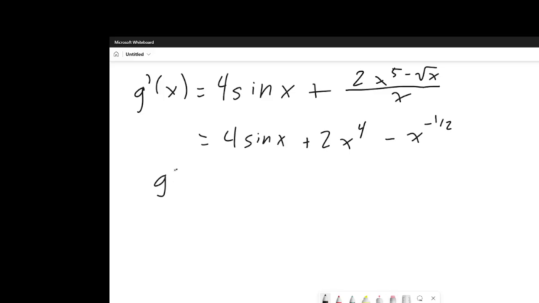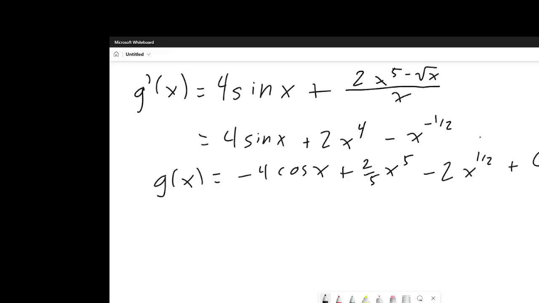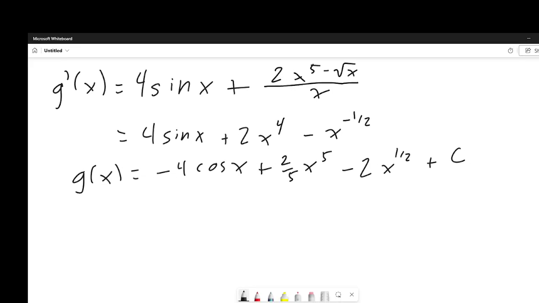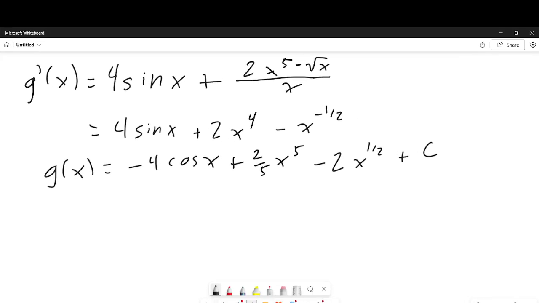Then g of x, the antiderivative, would be negative 4 cosine x plus 2/5 x to the fifth minus 2x to the 1/2, because I raised it to make it positive 1/2, and I divided by that. Dividing by 1/2 is the same as times 2. And then a plus c at the end, which might be cut off, but there, I hope that looks a little better.